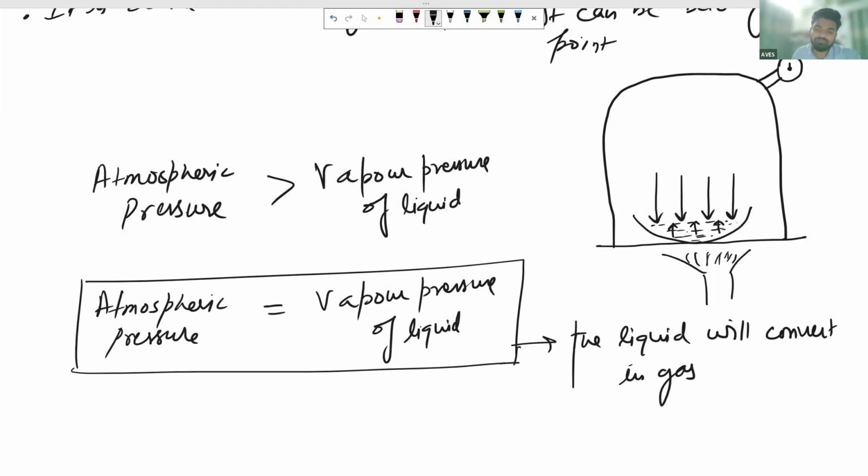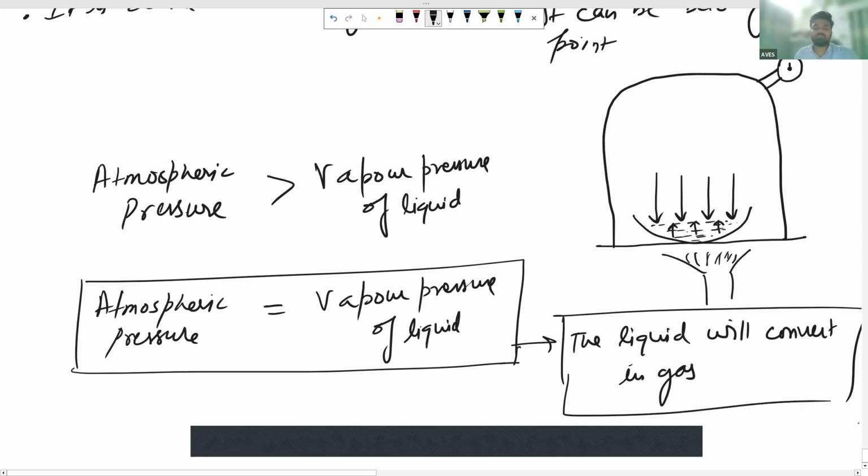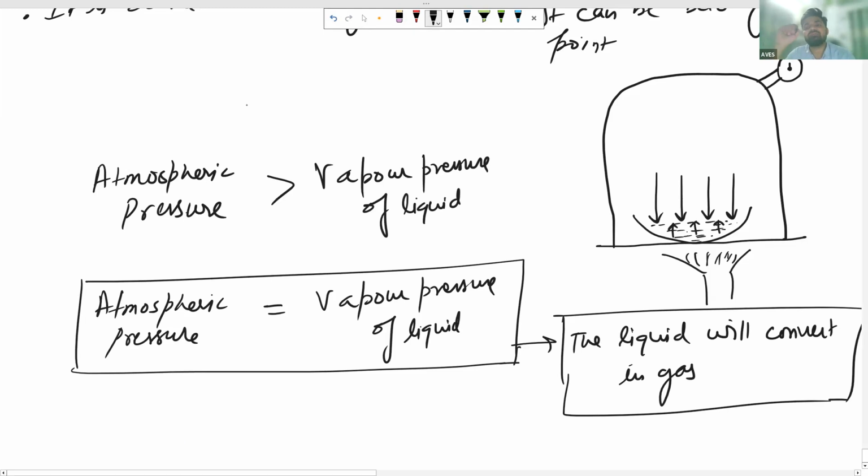Is that clear? Now you need to understand one thing: if the atmospheric pressure is greater than the vapor pressure, it will remain in the liquid state. But if the atmospheric pressure is equal to the vapor pressure, then the liquid can leave the surface and convert into gas.